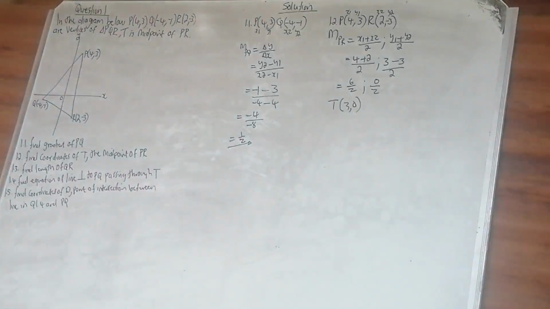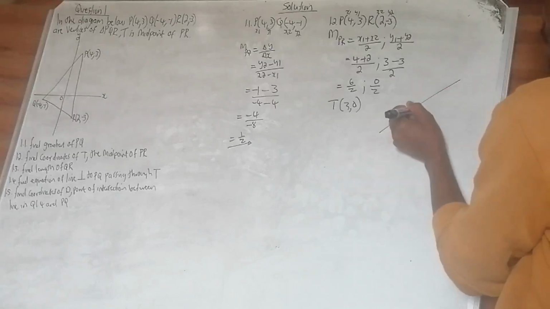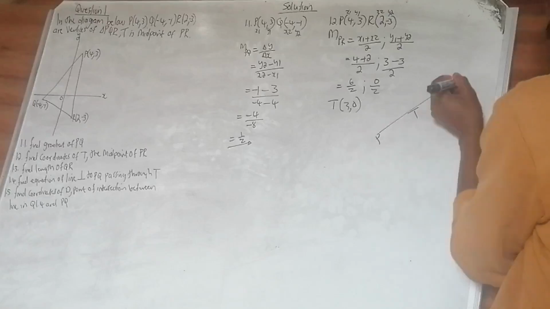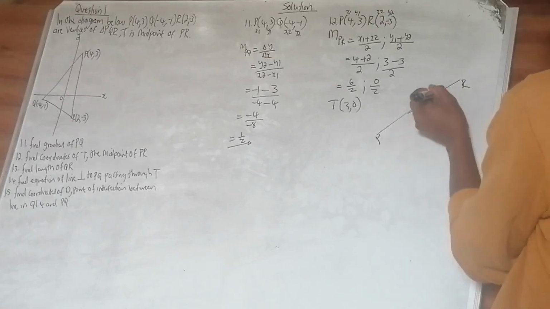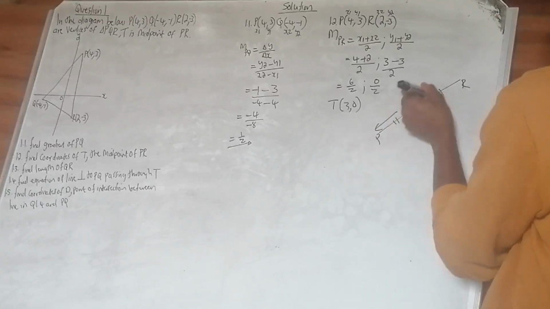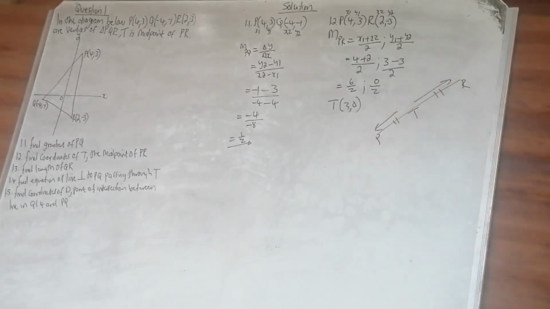So T is equidistant from P and R. The distance to P and the distance to R are equal. It is equidistant. That is why we call that the midpoint. Right.